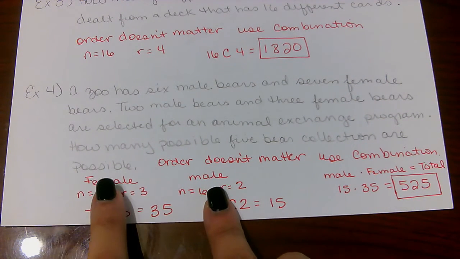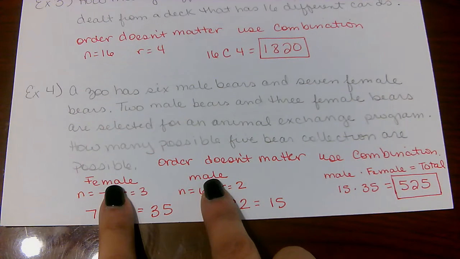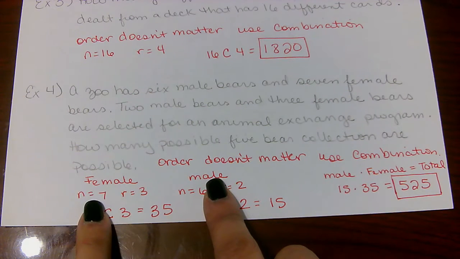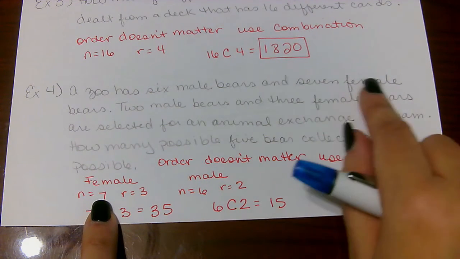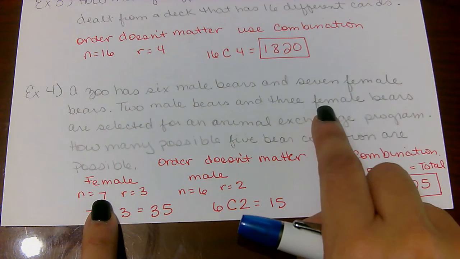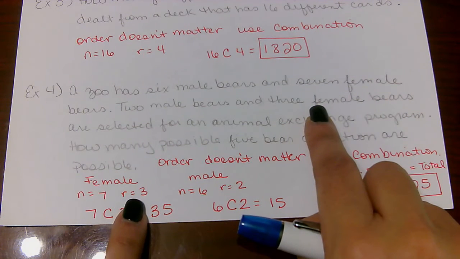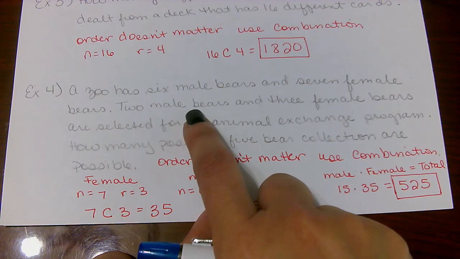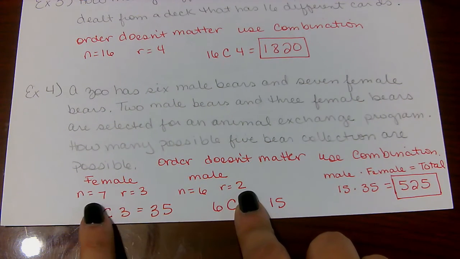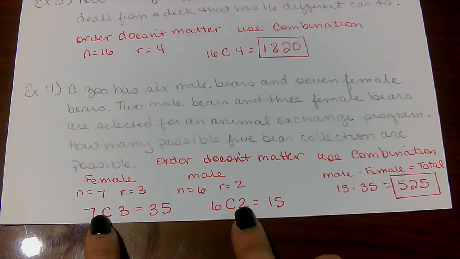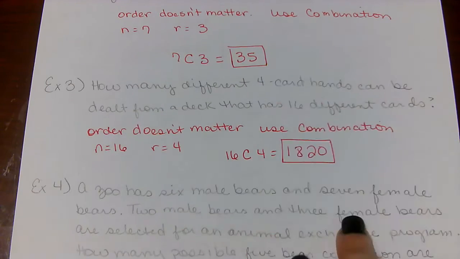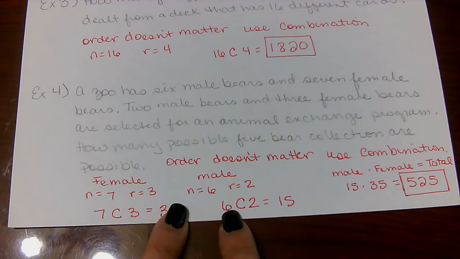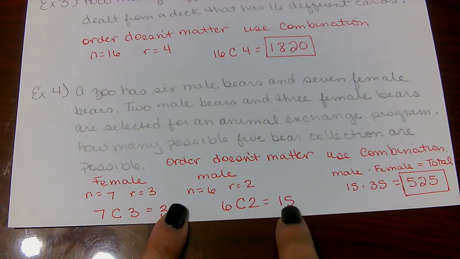However, since we're using a specific number of females and taking a specific number of males, we're going to be using the combination twice, one for the females and one for the males. So out of the females, we have seven female bears, but we're only choosing 3 females to go on the exchange program. For the males, we have 6 male bears to choose from, but only 2 are being selected to go. So we're going to do this twice. We're going to do 7 choose 3, which is 35, similar to the problem we did here. And then we're going to do 6 choose 2, and that comes out with 15.